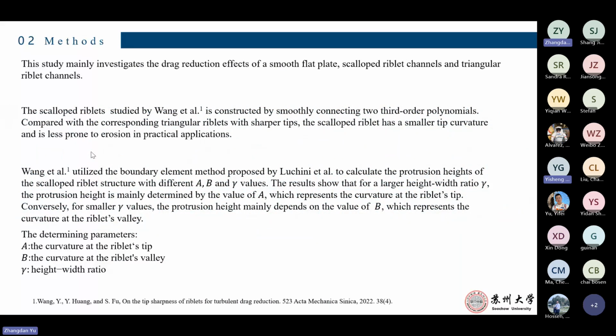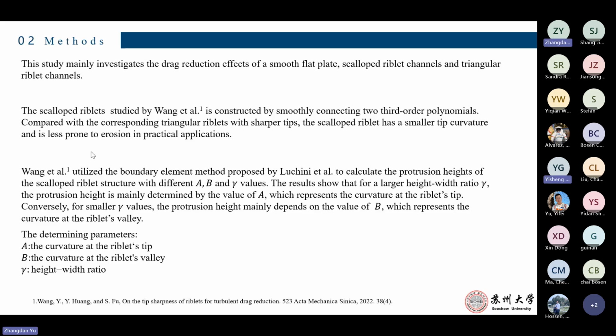The second part is methods. This study mainly investigates the drag reduction effects of a smooth flat plate, scallop riblet channels, and triangular riblet channels. Experimental studies have shown that for riblet-shaped surfaces, drag reduction increases with increasing the tip curvature or the radius of the curvature. This implies that the optimal riblet shape should have sharp tips and curved valleys. However, subsequent research has placed more emphasis on the sharpness of the riblet tips rather than valleys.